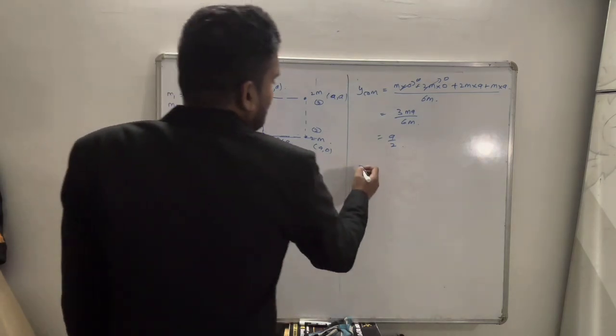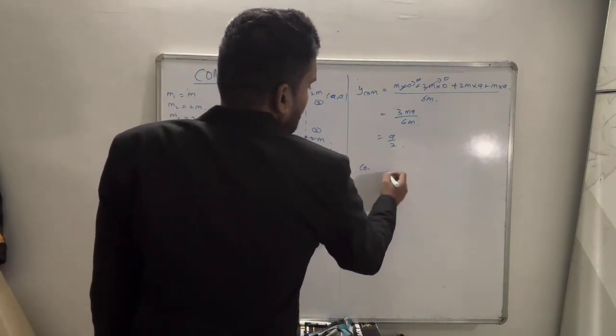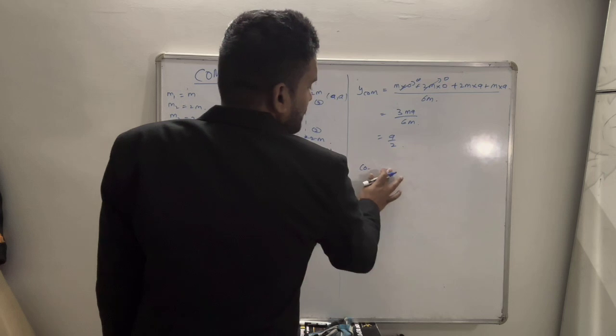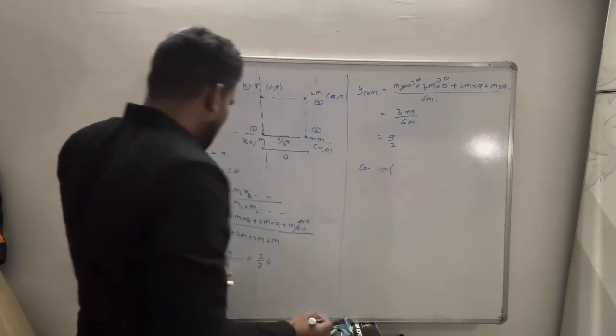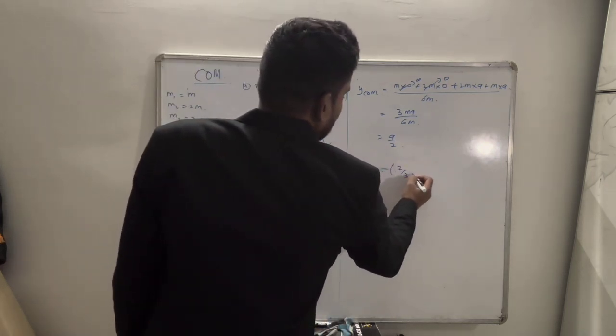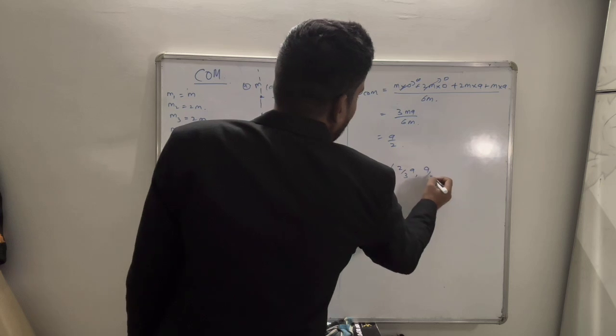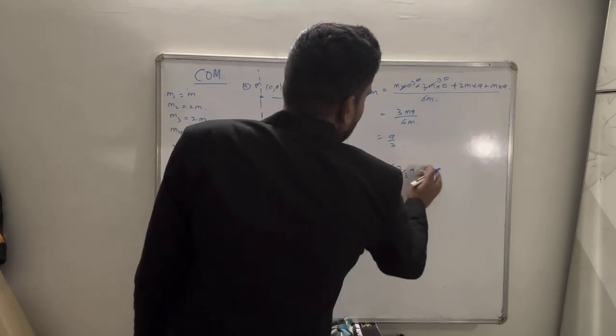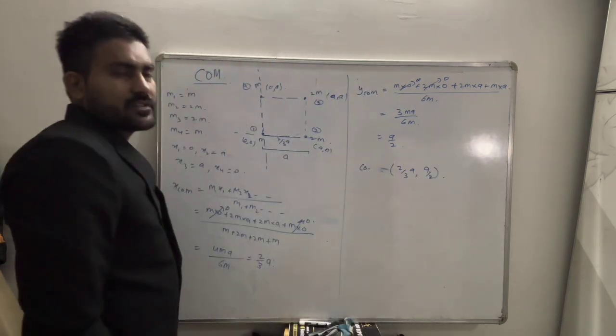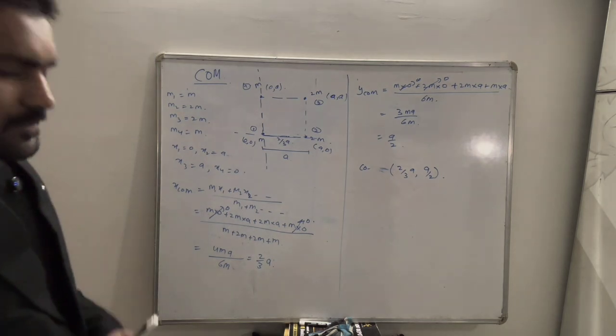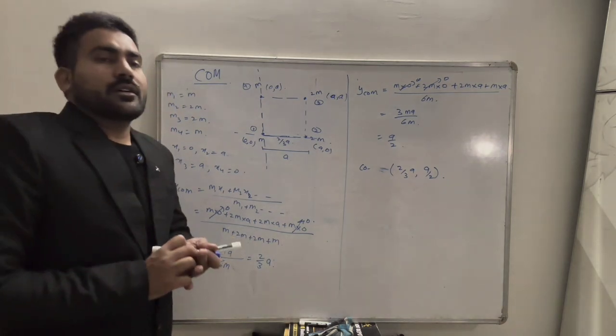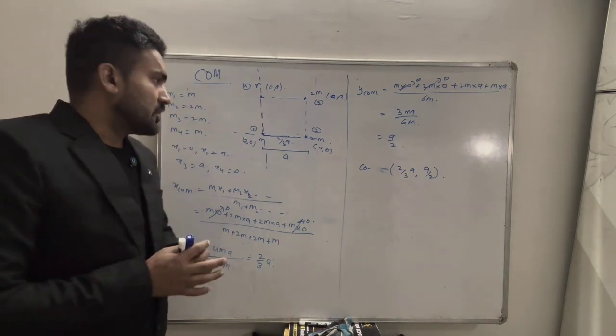So what is the coordinate of the center of mass? Tell me. The coordinate of the center of mass is: x is 2 by 3 a, and the y coordinate is a by 2. So this is the coordinate of the center of mass. I hope you are understanding, and thank you so much.